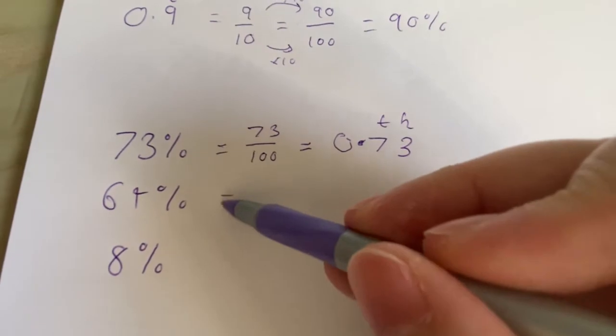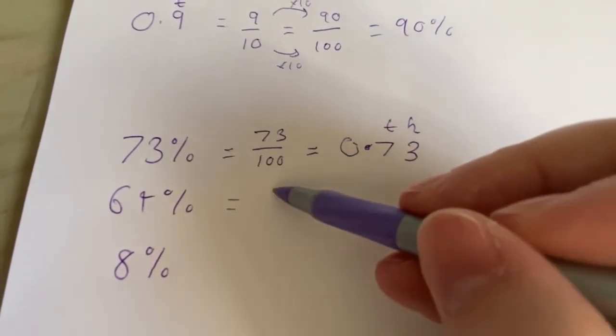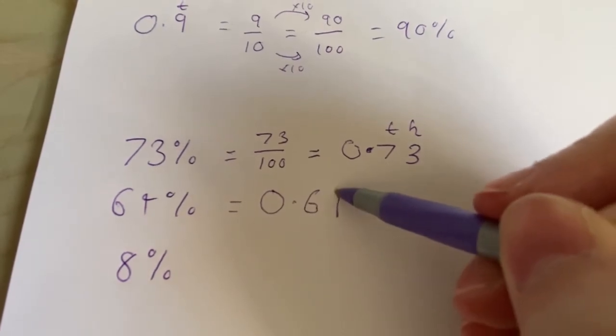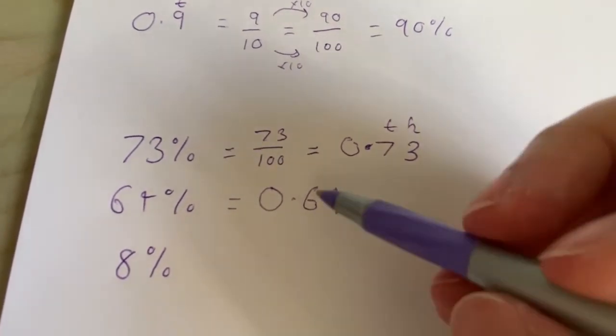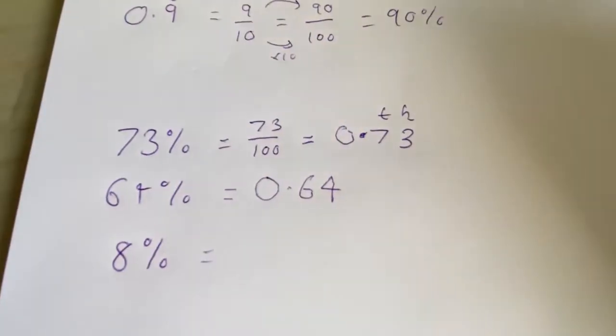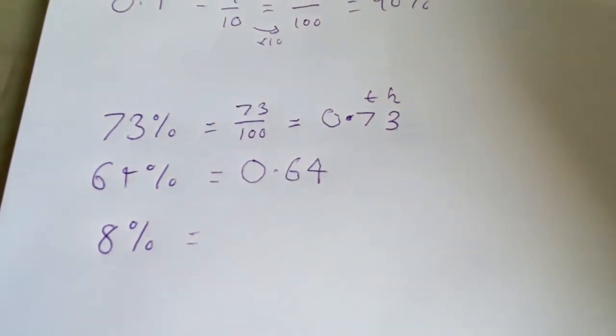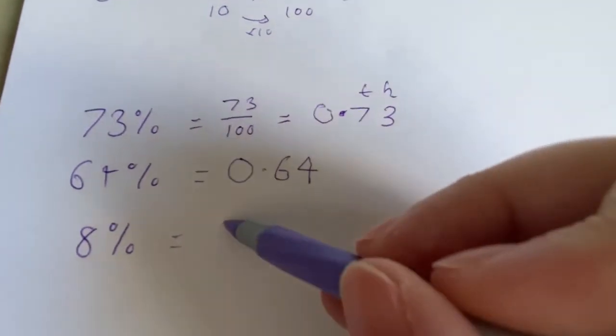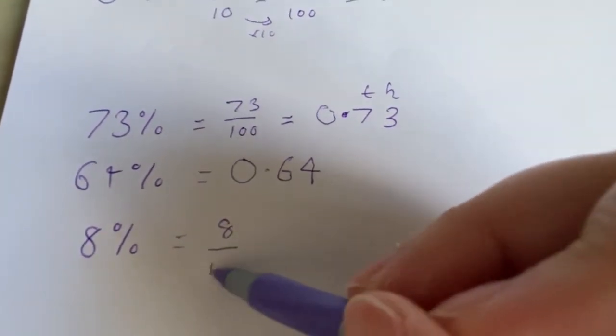For example, 64%, well I know that's 64 hundredths, which from my decimal work so far in year 5 I know 0.64. Now again, be careful if there's just one digit there. It's really easy to think, oh, that must be 0.8. But let's check with our place value. I know 8% means 8 out of 100.